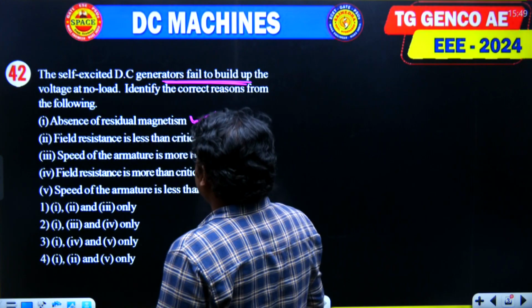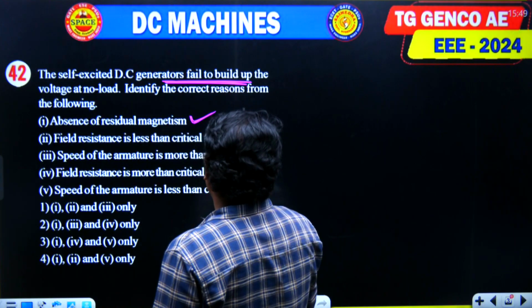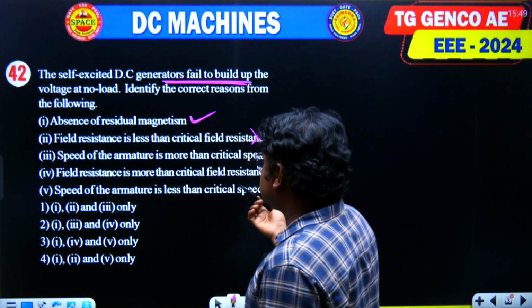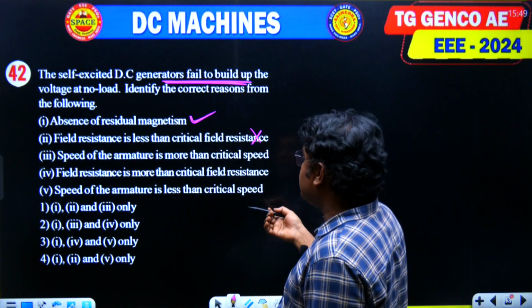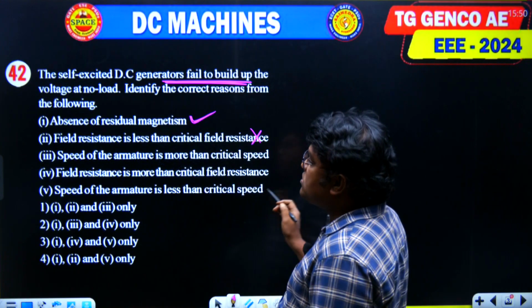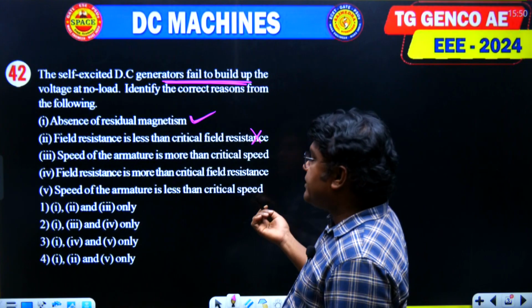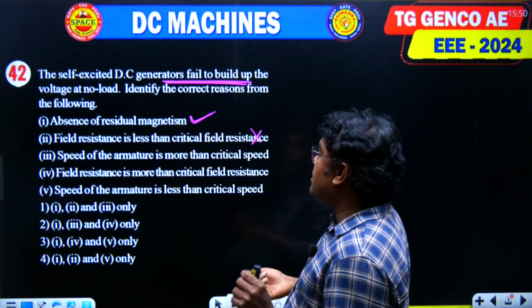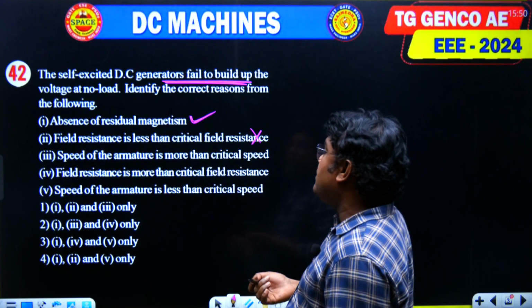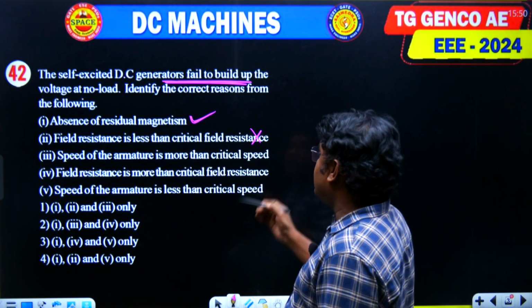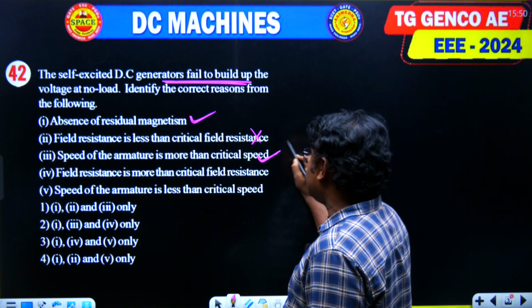And speed of the armature is more than the critical speed. Now, to build up voltage in self-excited DC generators, the speed of the generator must always be above the critical speed. So this one is the correct statement.